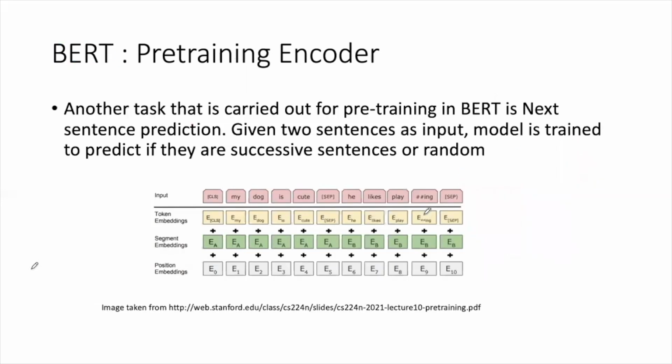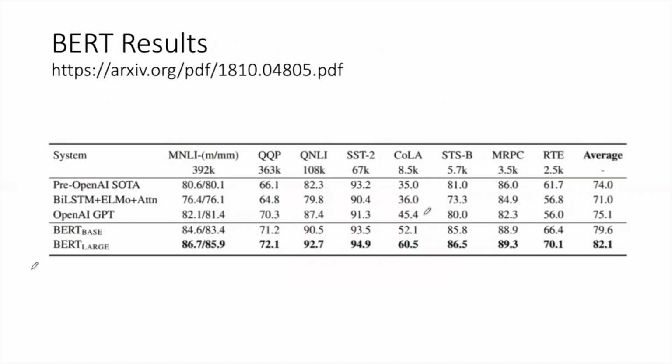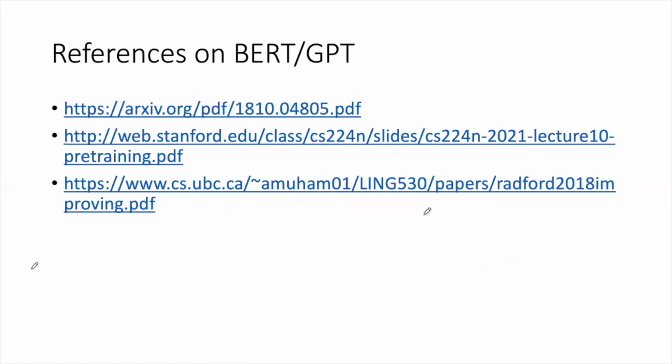Another task on which BERT is trained is next sentence prediction. Here, given two sentences, the model predicts whether the sentences are successive or randomly chosen from different places. Once again, when BERT was released, it showed state-of-the-art performance on all the GLUE tasks. So it beat the other models. Here are some references for BERT.